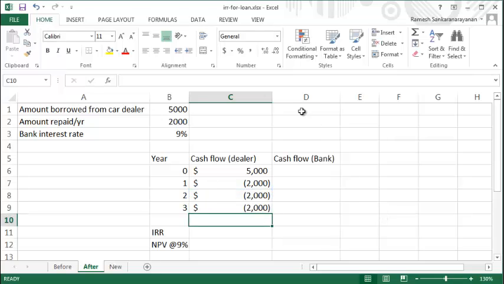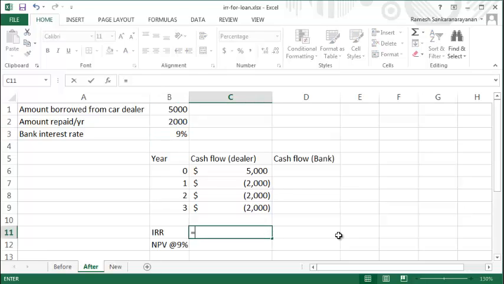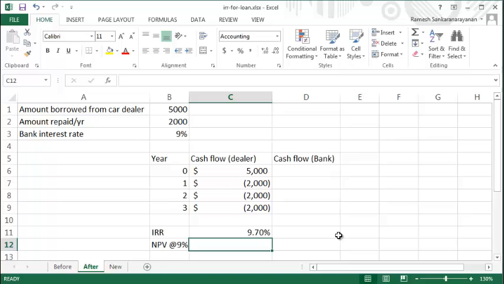Now, the other alternative is that you can borrow this $5,000 from a bank at 9% interest rate. So you want to see if it is a good option to borrow the money from the car dealer or borrow it from the bank. To do that, we will compute the internal rate of return for these cash flows, IRR, and I'm just going to select all of them and give a 10% guess rate. And what you see is there is a 9.7% internal rate of return that applies to these cash flows.